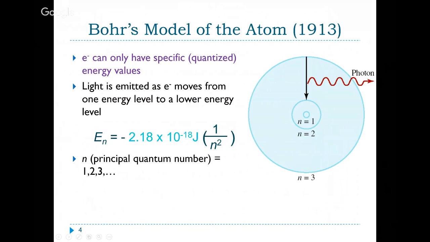So light is always emitted when the electron is relaxing. So it's going from a higher energy level to a lower energy level. And this, once again, is just showing how energy for electrons are quantized when they are transitioning between energy levels.